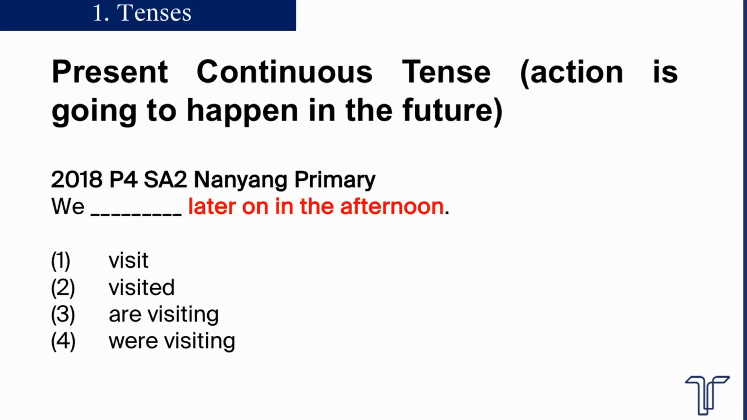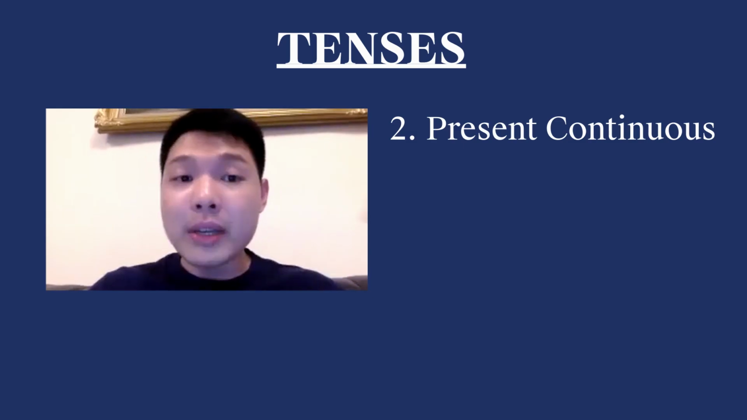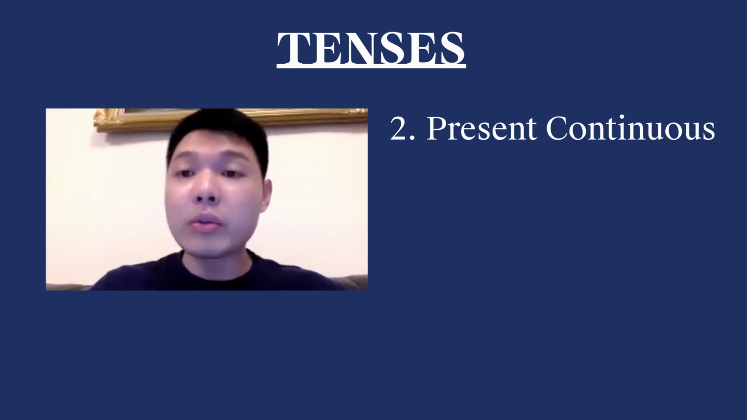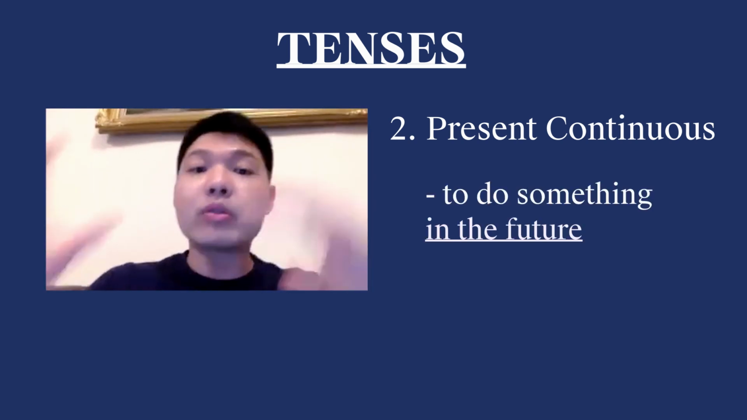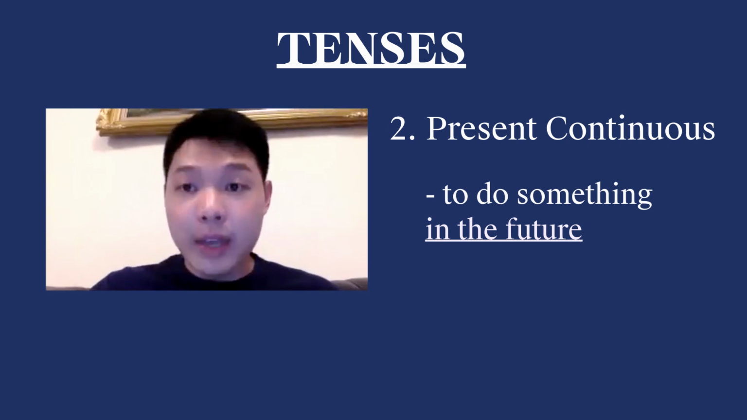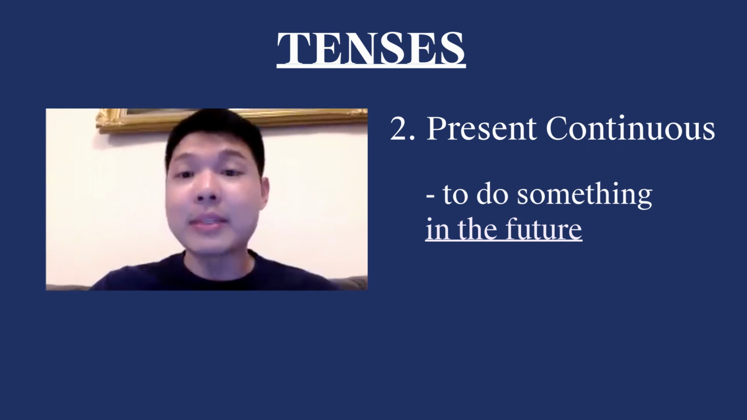Present continuous tense can also mean that the action is going to happen in the future, right? Like in this example, in this question, we are visiting later on in the afternoon. We are visiting the house, we're visiting the zoo later on in the afternoon. So present continuous tense can also be used to say that you are going to do something in the future, okay? So please take note, that always comes out as well.